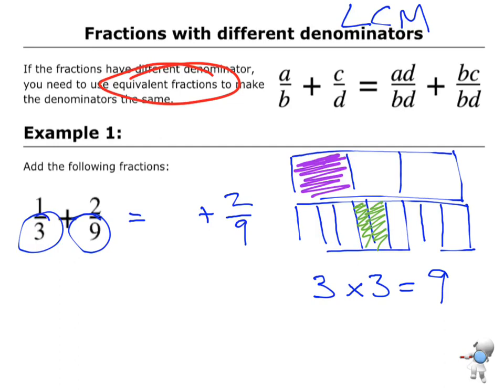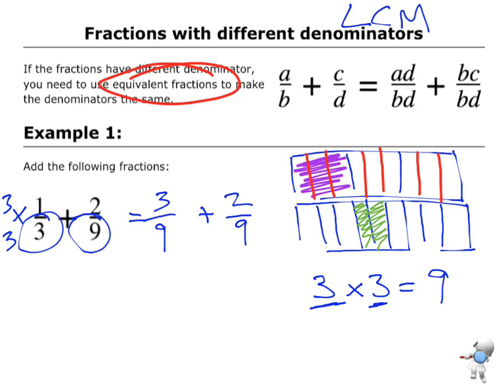What I am going to do is take that third and separate them out into ninths. So I'm splitting them up into ninths, so they are now the same. All right. So I know that 3 times 3 is equal to 9, so I need to multiply this fraction top and bottom by 3. So that's going to give me 3/9, which is the same as what I see on my picture there. 3 out of the 9 pieces are shaded in.